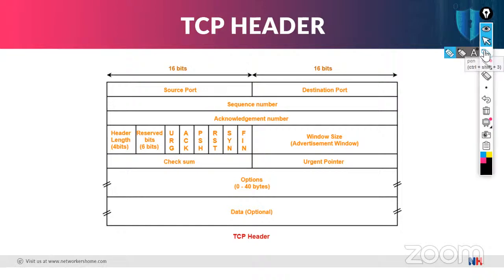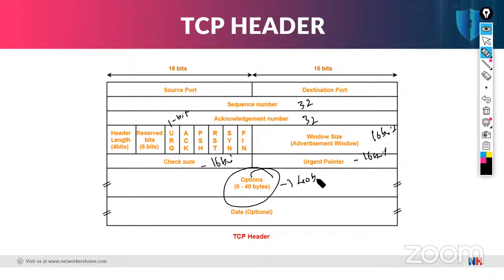In brief, source port is 16 bits. Destination port is 16 bits. Sequence number is 32 bits. Acknowledgement number is 32 bits. Header length is 4 bits, reserved is 6 bits, and each of the flags will contain 1 bit. Window size is 16 bits, checksum 16 bits, urgent pointer 16 bits, options 40 bytes. So there are lots of things, but let us go with the source port first.